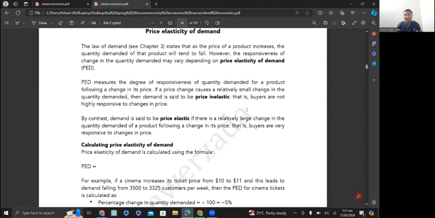So if there is a price change which leads to a very small or very minor change in the quantity demanded, then it is called an inelastic demand. On the other hand, if there is a small change in price which leads to a bigger change in the quantity demanded, then the PED is said to be elastic.